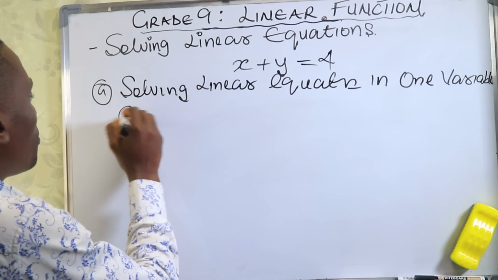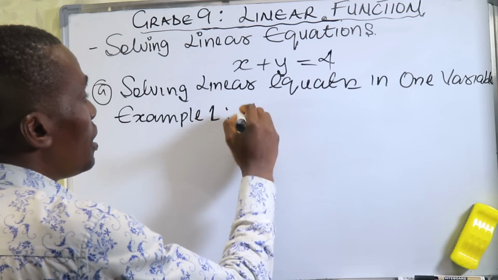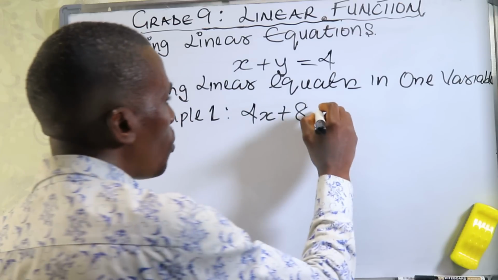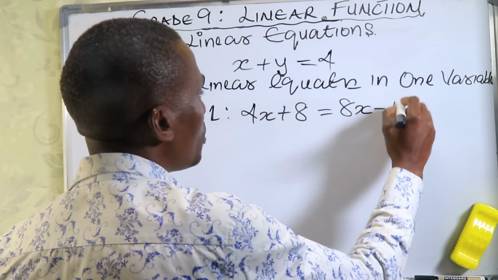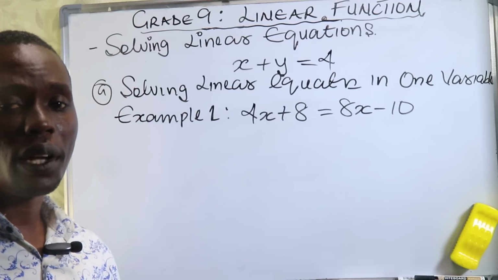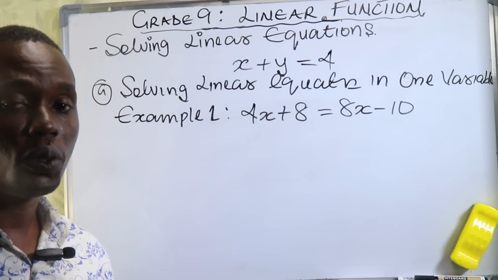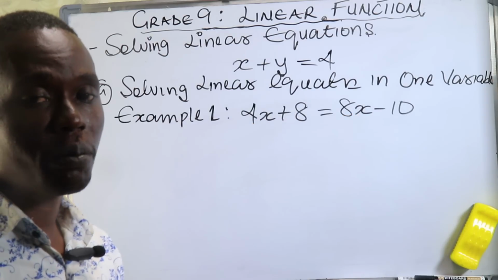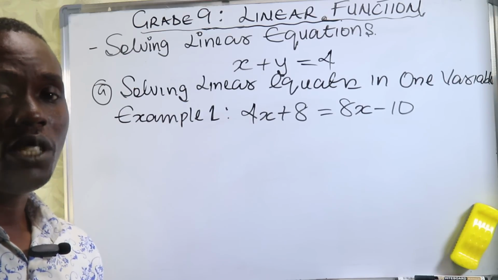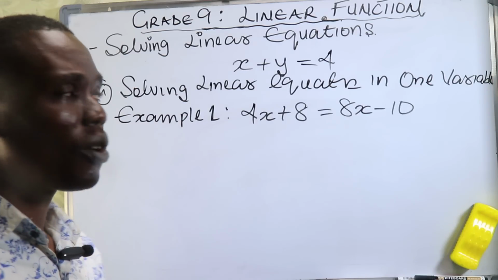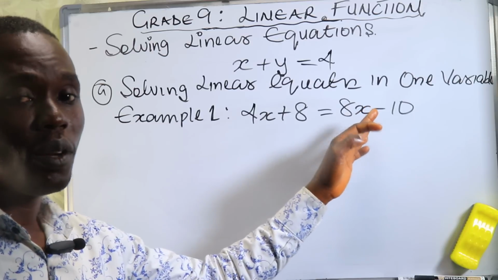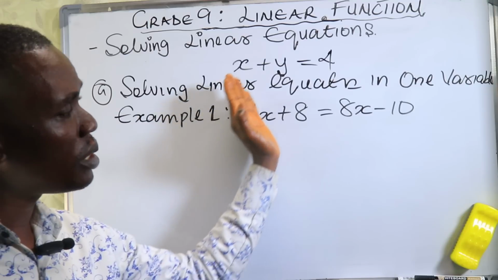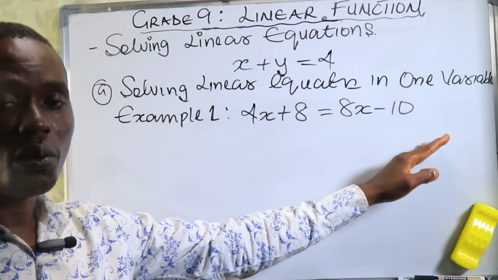Let's consider this example. Imagine that you are given an equation like this, 4x plus 8, and you are told that this is equal to 8x minus 10, and you are asked to solve for x in this linear equation. All you simply need to do is to find the value of x in this expression. Now, what we need to do is to simplify the equation such that all the terms that have to do with x will be preferably on the left hand side, and then the terms that contain a constant will move to the right hand side.